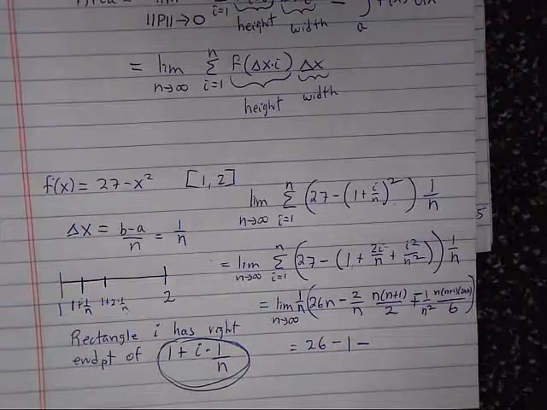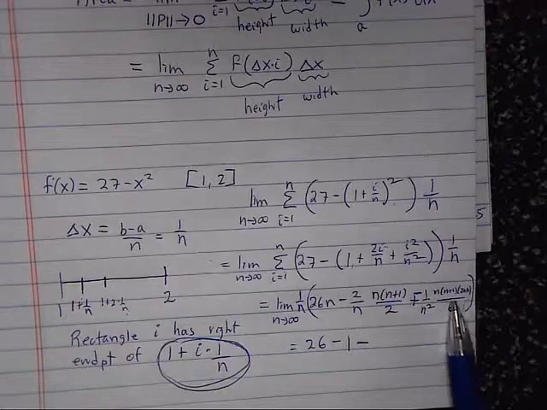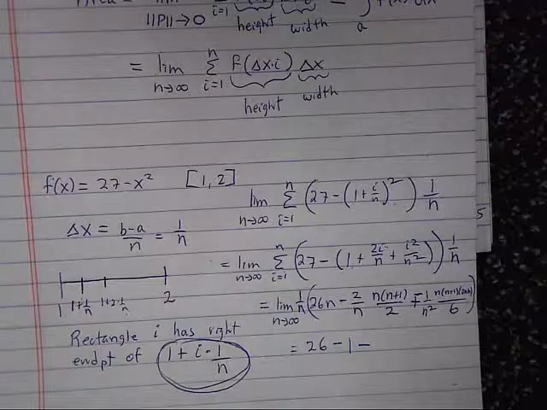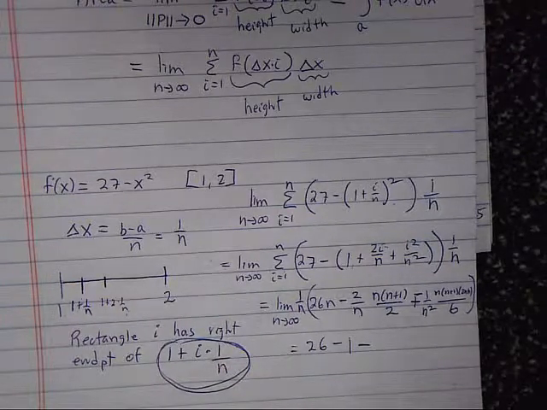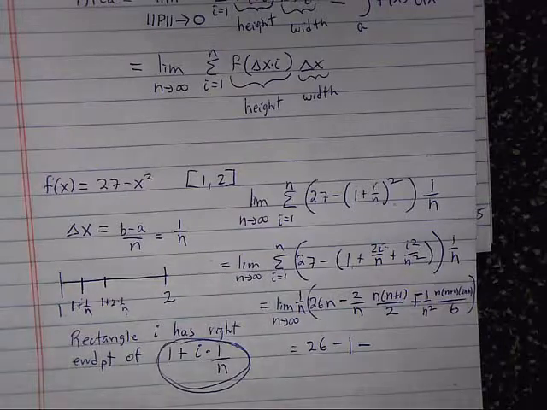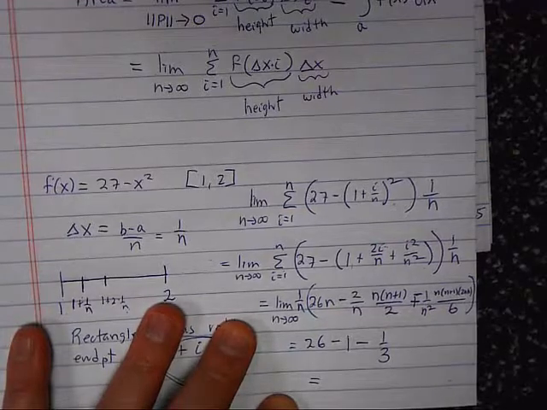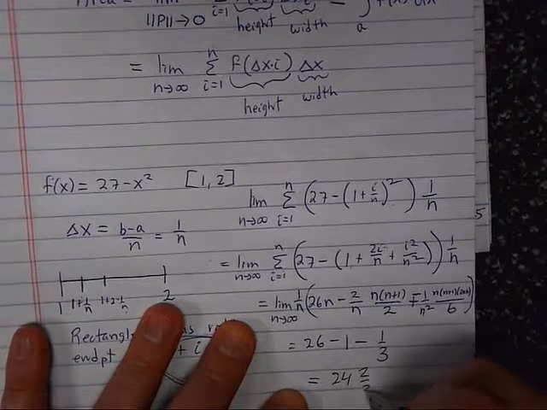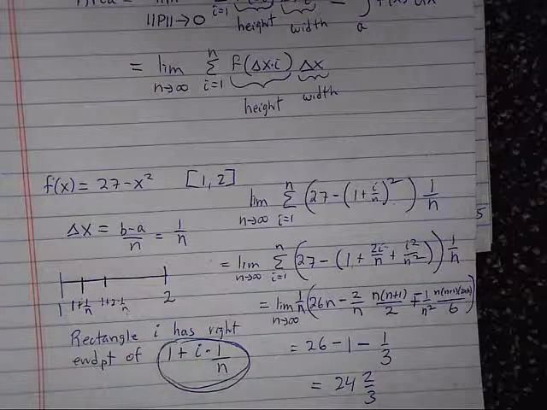Minus. How about the next one? What would I have on top? Not n to the fourth. I've got an n, an n plus 1, and a 2n plus 1. 2n cubed. I would have 2n cubed on top, and I would have 6n cubed on bottom. 2n cubed over 6n cubed. As n goes to infinity, that's 1/3. So that's 26 minus 1 minus 1/3. How much is 26 minus 1 minus 1/3? 24 2/3. So the exact area under that function would be 24 2/3.